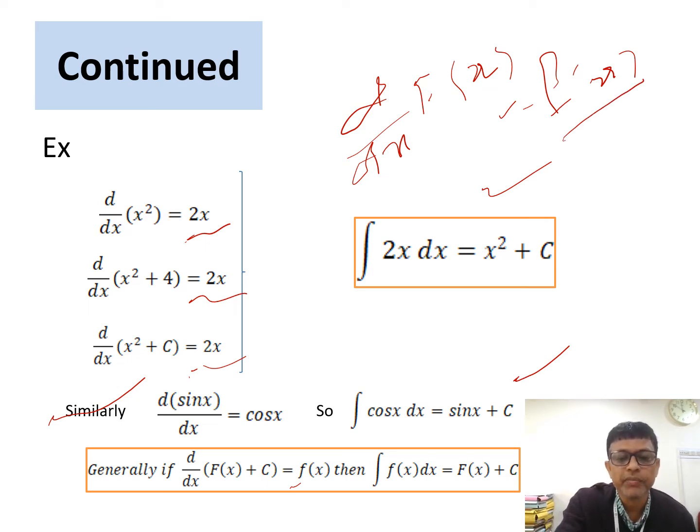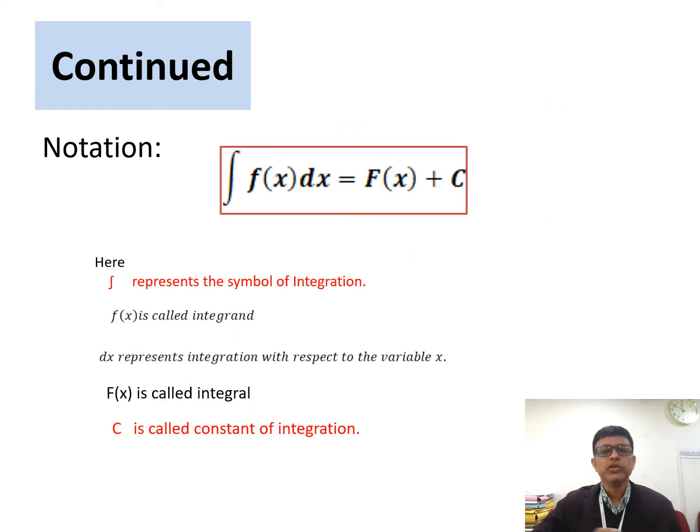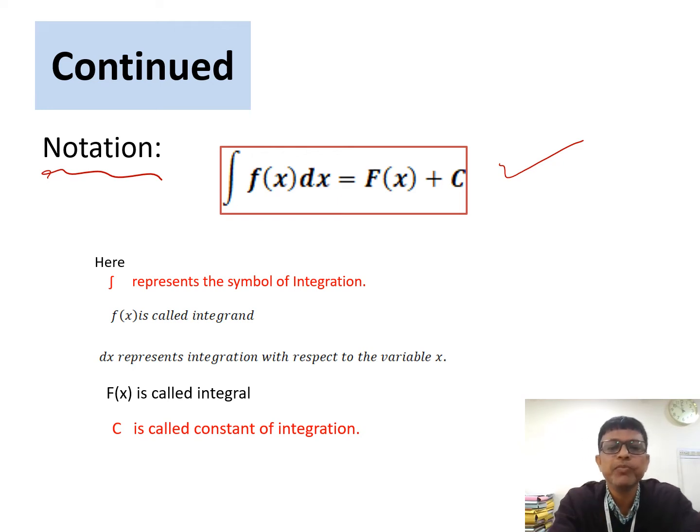So here also I have written the derivative of capital Fx is small fx, and the derivative of c, an arbitrary constant, is 0. Thus the integration of small fx is equal to capital Fx plus c. Now in this slide, this is a very simple notation: the integration of small fx is equal to capital Fx plus c. This is a very, very important part in integration, an important formula, and some notations or different representations are present here.